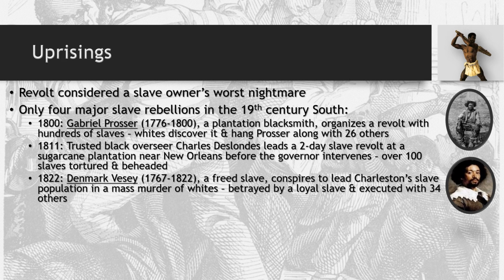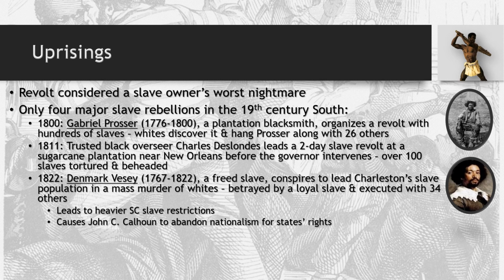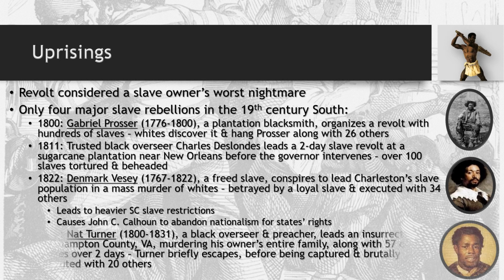In 1822, we have Denmark Vesey. He's a freed slave, in this case, who actually desired to lead Charleston's slave population in a mass murder of whites. And one of the slaves in his company actually ended up betraying him to other local whites, and Vesey and 34 others were executed. This also caused South Carolina to enter into much heavier slave restrictions. Again, Charleston was the epicenter of the slave trade in the South. And it also causes John C. Calhoun to abandon a lot of nationalism in favor of states' rights and in favor of sectionalist rifts.